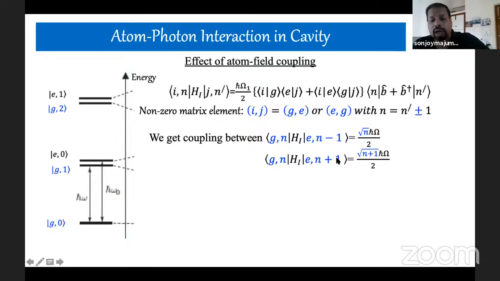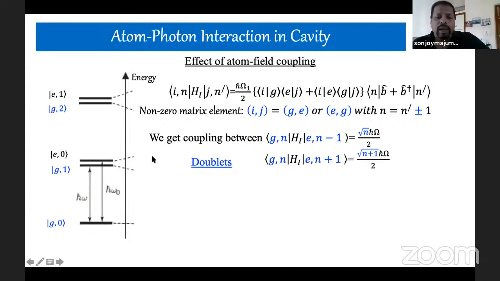When we have Gn to En plus 1, in the other cases an n plus 1 factor will come. I think I have written it the wrong way. This side it will be n plus 1, this side it will be n. So that's why n plus 1 is coming. Anyhow, what we got now is that we are able to get coupling between these two states, Gn and En minus 1, or Gn plus 1 and En. I should write En.